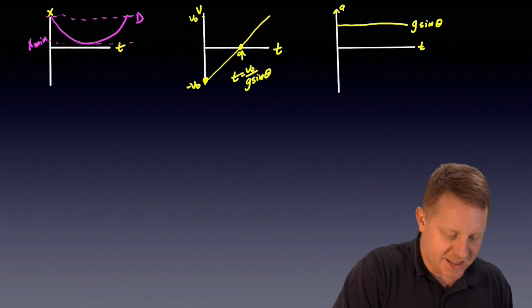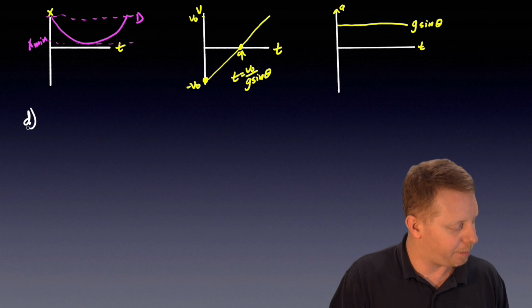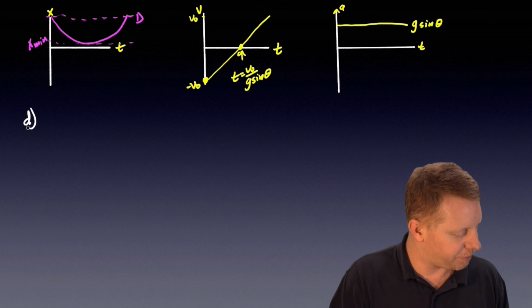For part D now, let's see, the block slides back down, leaves the bottom of the ramp, and slides on a horizontal surface with the coefficient of friction given by mu k. Find an expression for the distance the block slides before stopping. Oh, well, that's a little bit ambiguous.